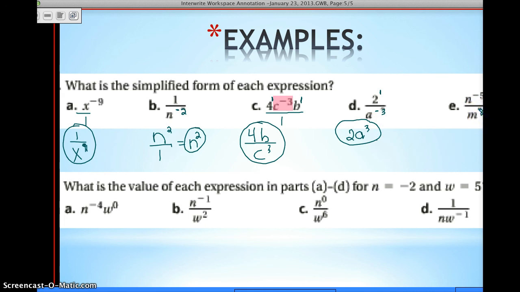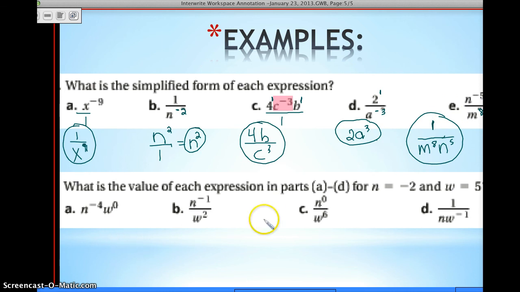All right, let's look at this one. n to the negative 5 over m to the 8th. I'm going to draw my fraction bar, and I'm only going to flip the ones that have negative exponents. So I'm looking at m to the 8th. It does not have a negative exponent, so leave it alone. Look at n to the negative 5. It's in the numerator, and it does have a negative. So flip it, and it goes positive. And what's left up here? A 1.